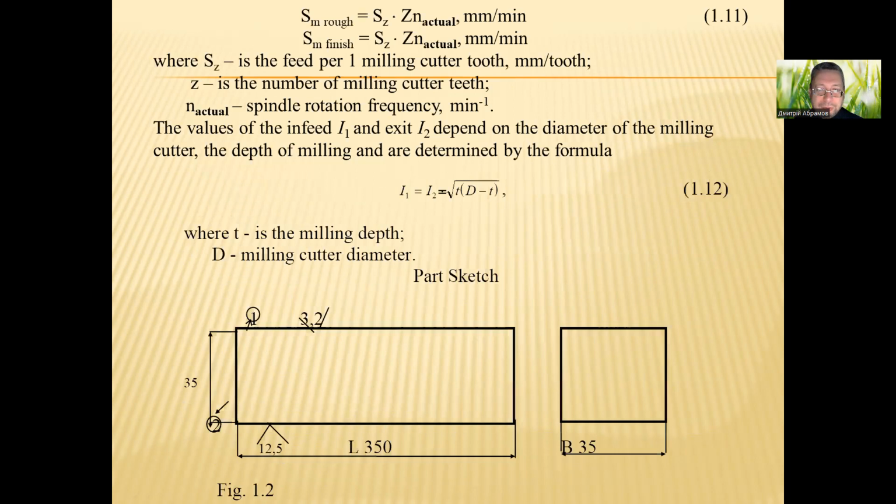So start your calculation using the part's gauge that you can see on this slide and using all the formulas from 1.1 to 1.12 and the tables in the appendix, tables from 1.1 to 1.7. Please start your calculation. If you have a question, please write it in our Telegram group or tell me in our lesson. So we have the time. Start the calculation right now.